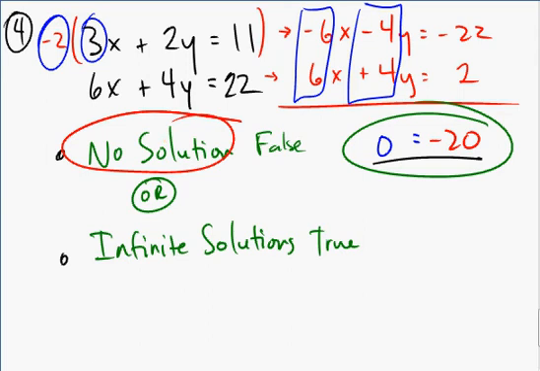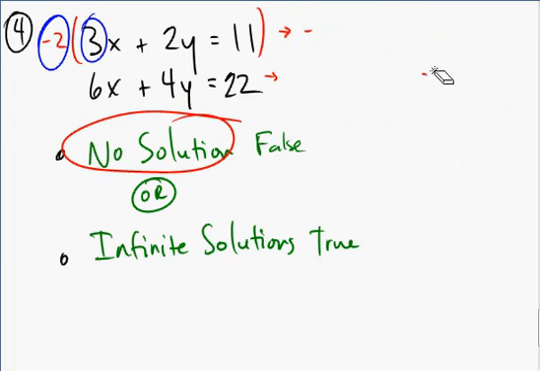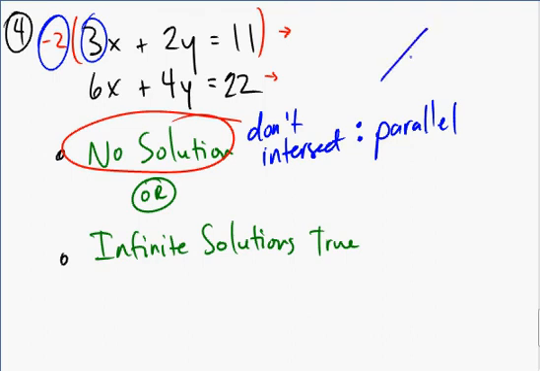Now, one last thing. Again, the solution is where the lines cross each other, right? So if there's no solution, that means the lines don't cross each other, right? No solution means the lines don't intersect, which must mean the lines are parallel. Parallel lines will never intersect. Now, no solution means they don't intersect, they're parallel. What about infinite solutions? That means they intersect at an infinite number of points.